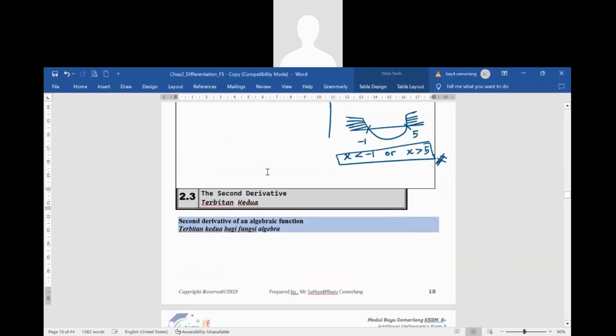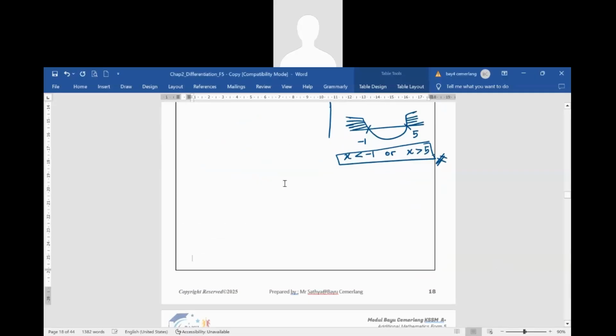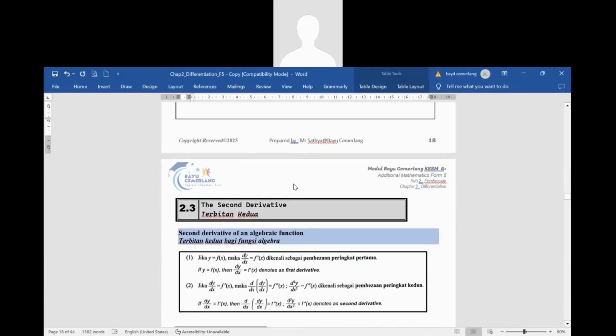Okay, so all done. Right. Okay, today we're going to enter the second derivative. Second derivative maksudnya apa dia? Okay, kita tengok the first time you do the derivative, derivative maksudnya differentiation, sama maksud dia. Fx, you differentiate for the first time, we call first derivative, and you differentiate for the second time, we call second derivative, and the symbol like f prime prime.